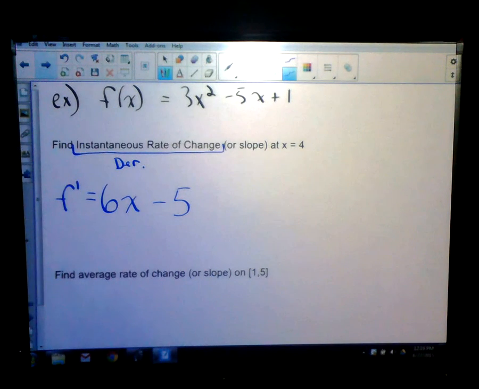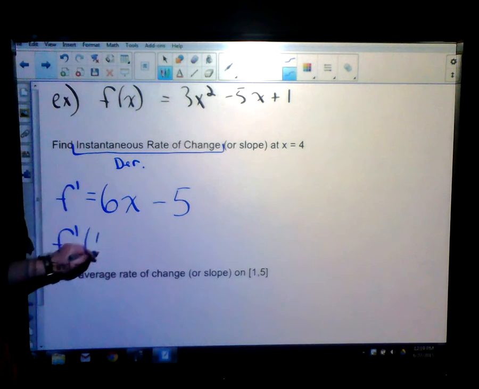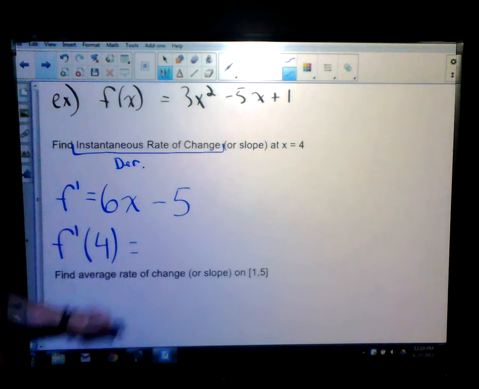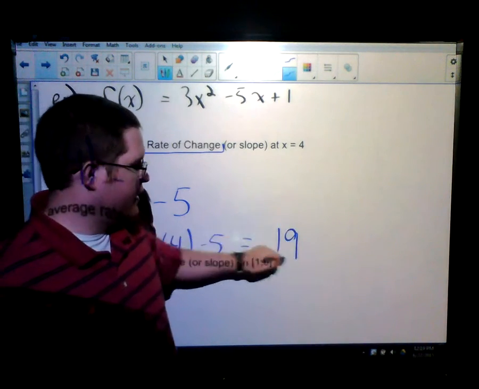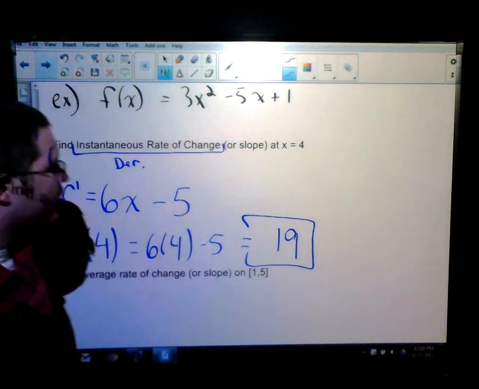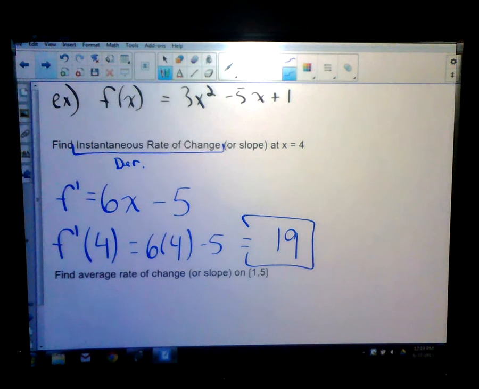So that's the derivative. But I don't want the derivative, I want the slope at 4. Well, that's really easy. 6 times 4 minus 5, it's 19. That's instantaneous. That's at one point, and that's derivative. That's a calculus problem.